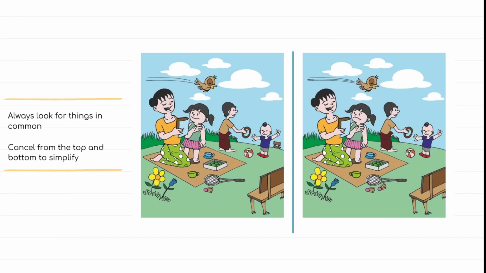But we're looking for things in common. So you cancel from both the top and the bottom to simplify. And you can see this is a spot the difference picture, but we're now looking for things in common. And in order to do so, I've got an example of how this would work.